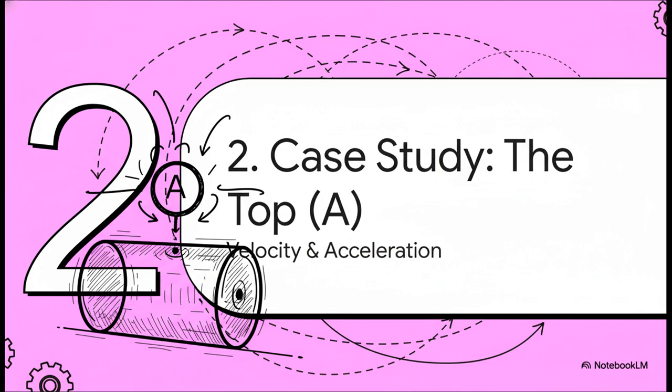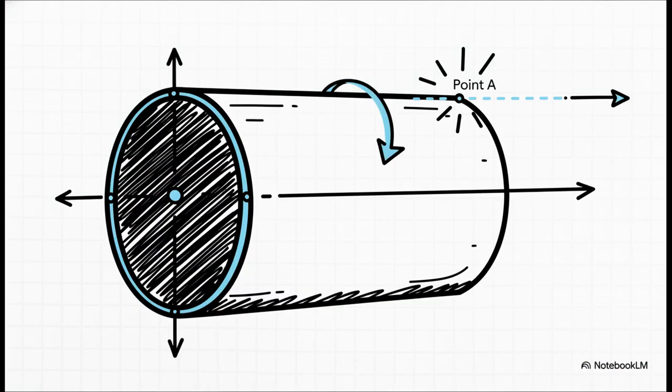Awesome. Now that we've got the basic principle down, let's use it. It's time to zero in on our first target, point A, right at the tippy top of the cylinder. So at point A, think about our two motions. The sliding motion is carrying it forward with velocity v, and the spinning motion is also carrying it forward with velocity v. Since they're in the same direction, we just add them up. And what you get is that the top of the wheel is actually moving twice as fast as the center of the wheel. Pretty cool, huh?